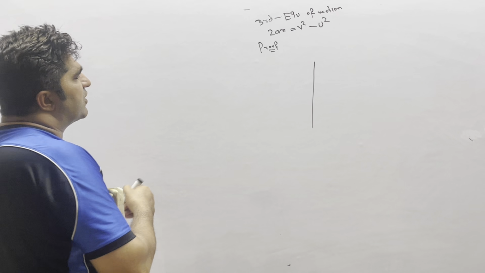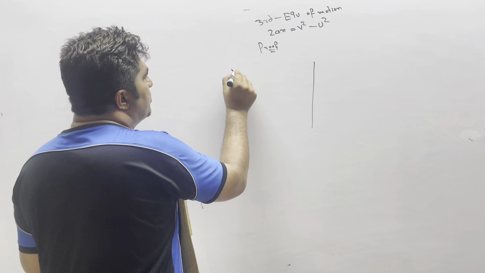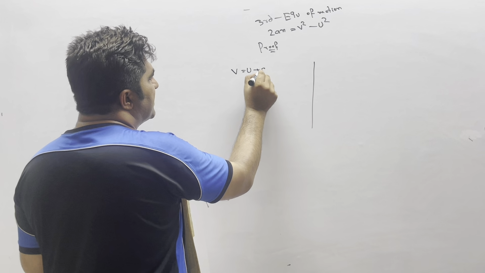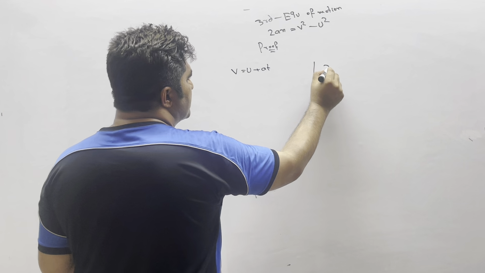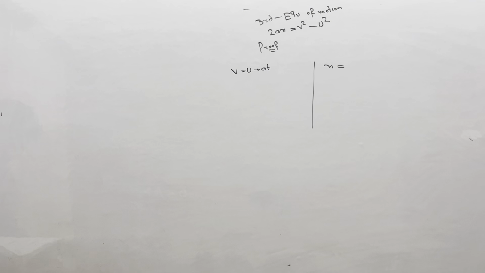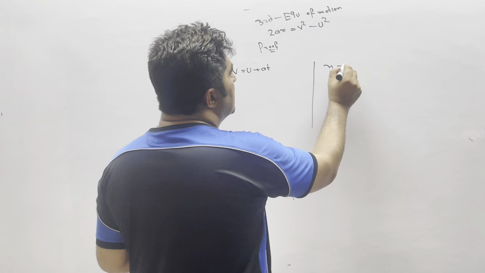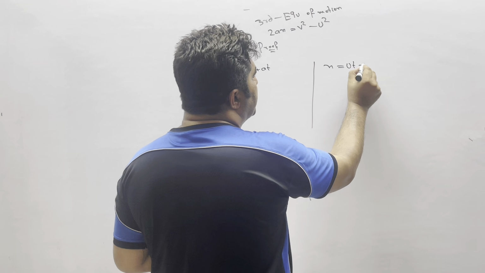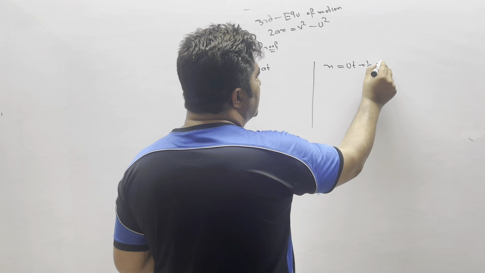You know already what the first equation of motion is. First equation of motion was this: v equal u plus at. What is the second equation of motion? It was x equal ut plus half at square.